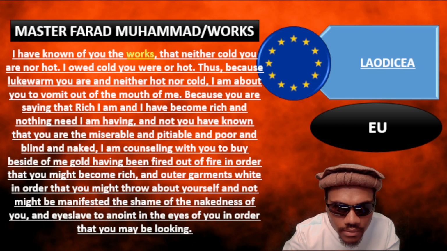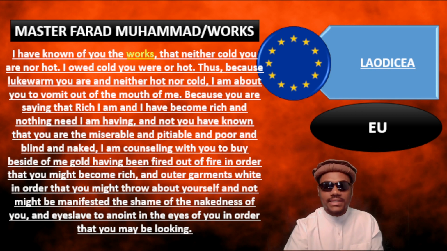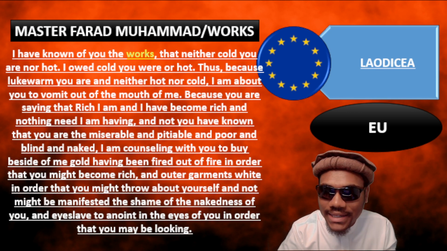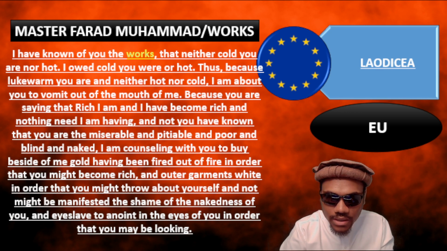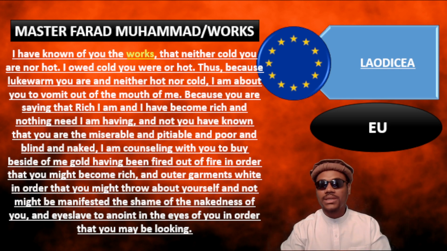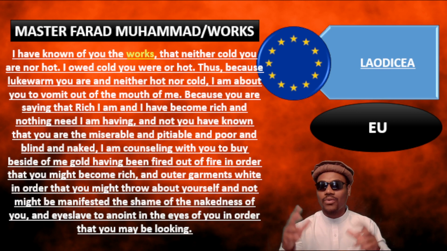Outer garments white, in order. Okay, right, there we go. And it says, in order that you might become rich, in outer garments white, in order that you might throw about yourself. See, we come out the robes, the nations having control over them and dominating them. And it said they're throwing about that again. They're throwing them robes off.